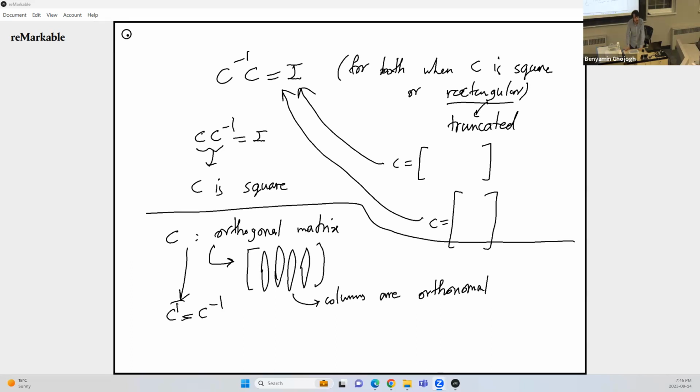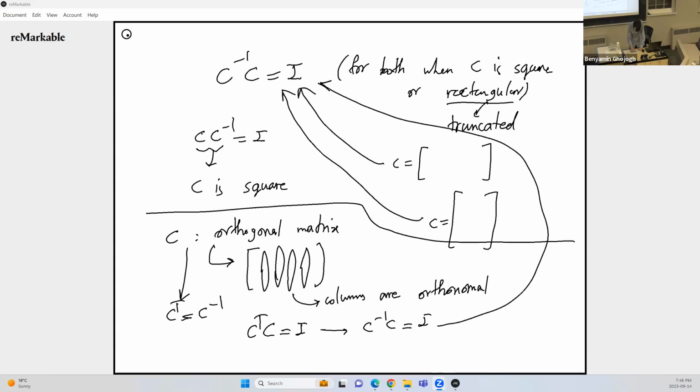As a result, in an orthogonal matrix, C transpose C is identity. Why? Because C transpose C is just C inverse C, and I just told you that C inverse C is I, right? What about C C transpose? Of course, this becomes C C inverse. However, this becomes I only if there is a big if: if C is not truncated, right? If C is not truncated.